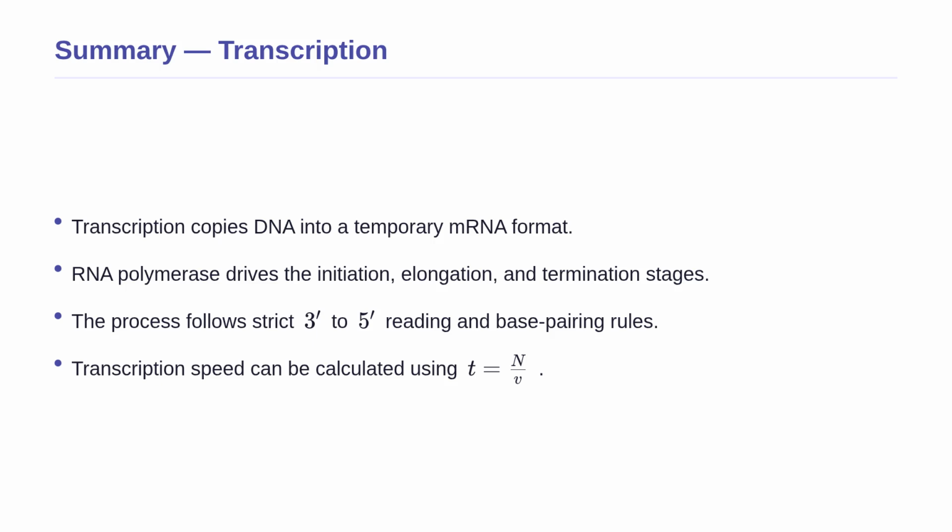We have covered a lot of ground today, so let us review the key takeaways. First, transcription is the essential biological process of copying the master DNA code into a temporary messenger RNA format. Second, this entire mechanism is driven by the RNA polymerase enzyme, which meticulously executes the stages of initiation, elongation, and termination. Third, we learned that the machinery strictly reads the template in the 3' to 5' direction, using specific base pairing rules where adenine pairs with uracil.